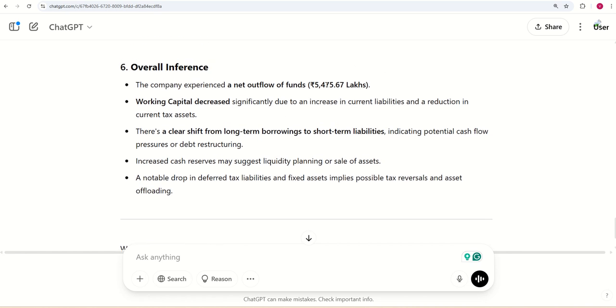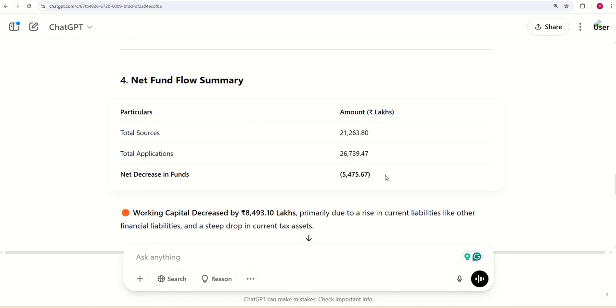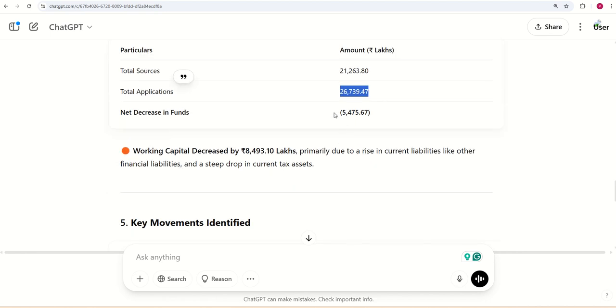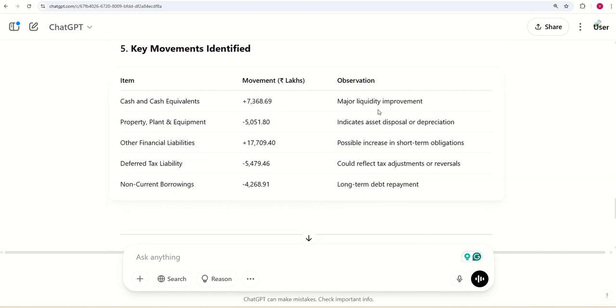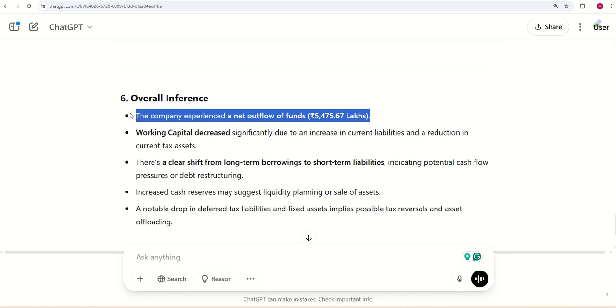So there is a net outflow. See this difference, whatever you're seeing, is the total amount which is reduced in the balance sheet. That is, the total source itself is 21,000 lakhs, whereas the total application or spend is 26,000 odd lakhs, due to which there is a decrease of 5.4k lakhs. So that is being pointed out here.